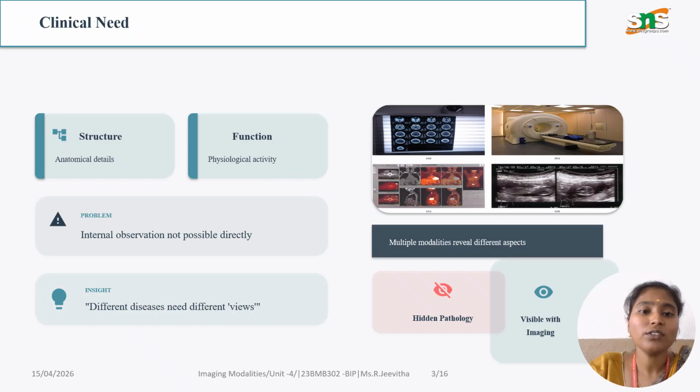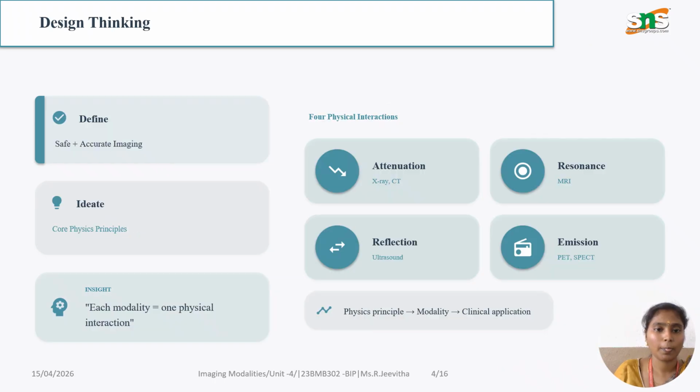Why do we even need imaging? Because we cannot directly see inside the human body. We need imaging for two main purposes: structure, the anatomy, like bones and organs, and function, the physiological activity. Different diseases need different views. For example, if I have a bone fracture, I need X-ray for imaging. If I have a brain tumor, I need MRI. If I want to see cancer activity, we use PET. So no single imaging method is enough for all kinds of diagnosis.